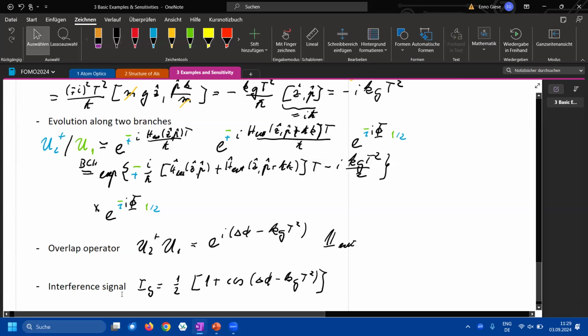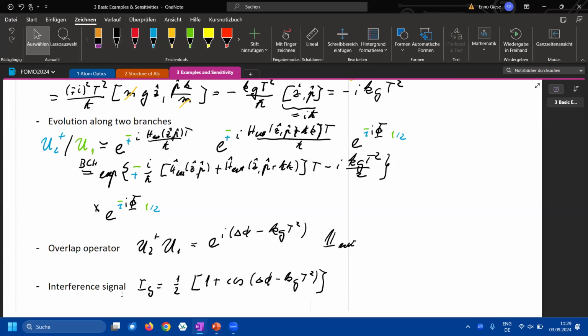Okay, good. So the interference signal has the phase minus k g T squared. We see it's independent of the initial state now because everything is closed. It's susceptible to gravity, and we get this additional phase from the linear potential. Let me now explain how we can extract this phase from the interference signal.